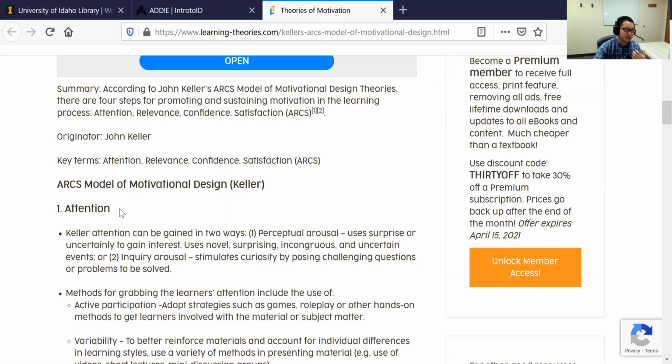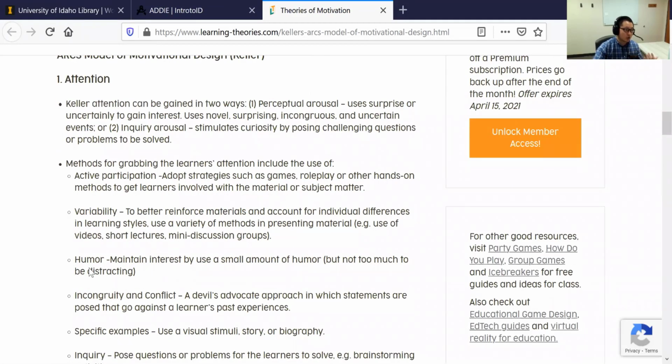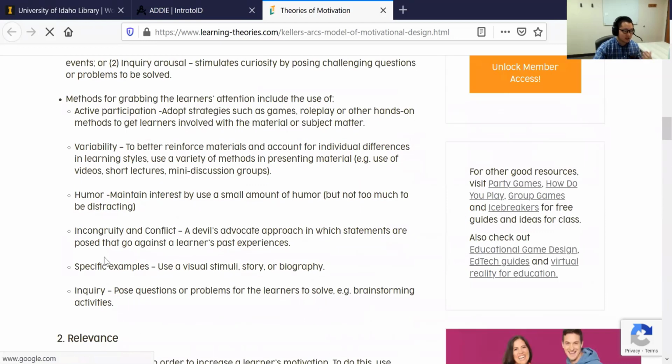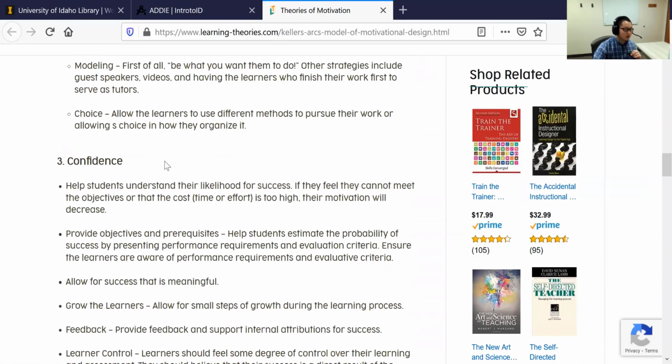So first, we want to attract their attention. You can do that by incorporating humor, giving them specific examples, such as a visual stimulus or some story. Then you want to let them know that this is going to be relevant for you, whether for today or for future use.